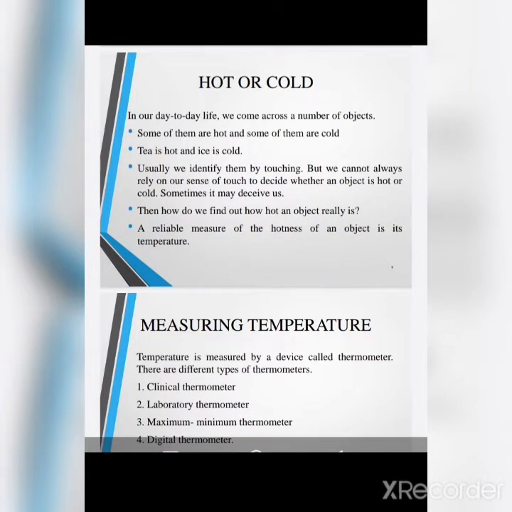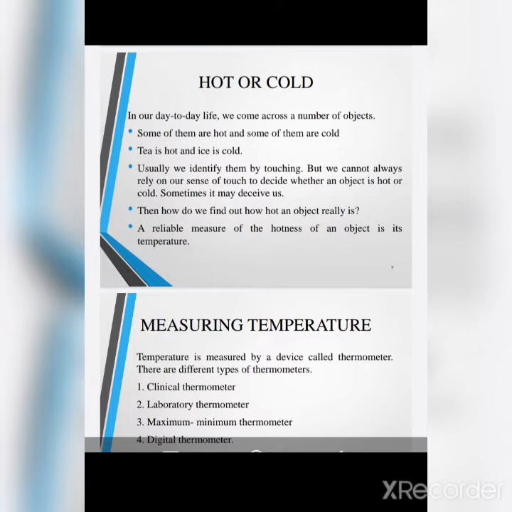So, how can you identify an object is hot or cold? Yes, we identify whether an object is hot or cold by touching it, isn't it? But can we always depend upon our sense of touch to decide whether an object is hot or cold? Not every time, isn't it? Sometimes it may cheat us. Then, how do we find out how hot an object really is? Let's see the answer for this question.